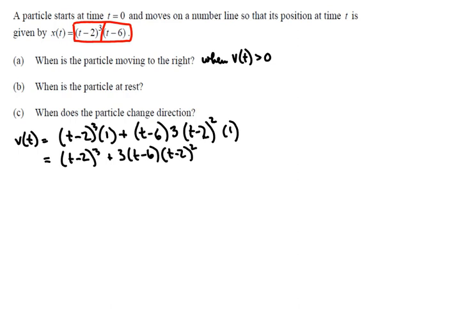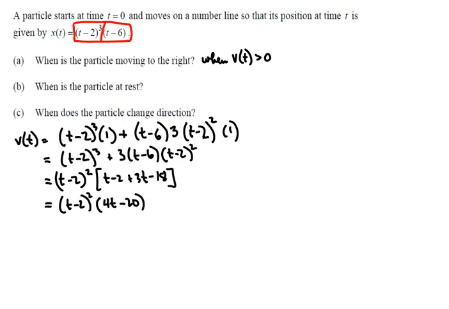In order to factor this, we should factor out a (t minus 2) squared term, and that would leave t minus 2 plus 3t minus 18, and so that would give (t minus 2) squared times (4t minus 20), and finally 4 times (t minus 2) squared times (t minus 5). So that gives us the velocity in factored form. We can see clearly that we have zeros at t equals 2 and t equals 5. And so I set up my sign chart.